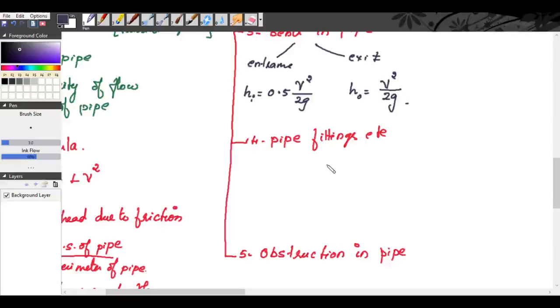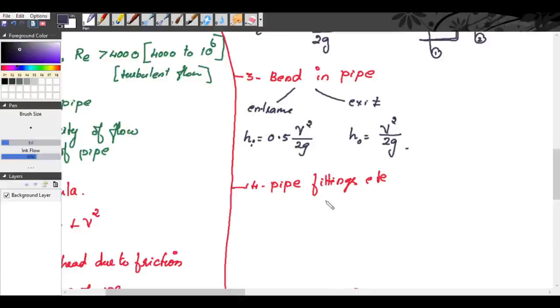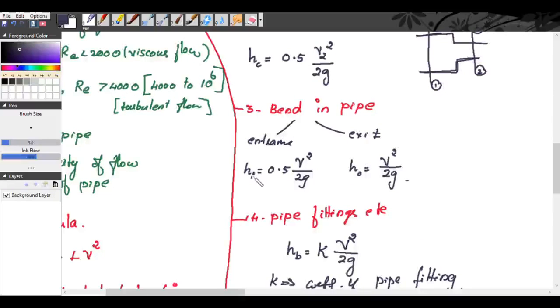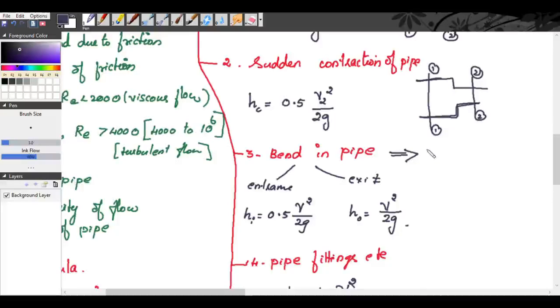And the last case is due to the obstruction in a pipe. Now see, for the pipe fittings, you can take HB is equal to K into V square by 2G, where K is the coefficient of pipe fitting. Generally, at entrance and exit, you can use HI is equal to 0.5 V square by 2G and HO is equal to V square by 2G. And anywhere in between in the pipe, you can use HB is equal to K into V square by 2G, where K is the coefficient of bend.